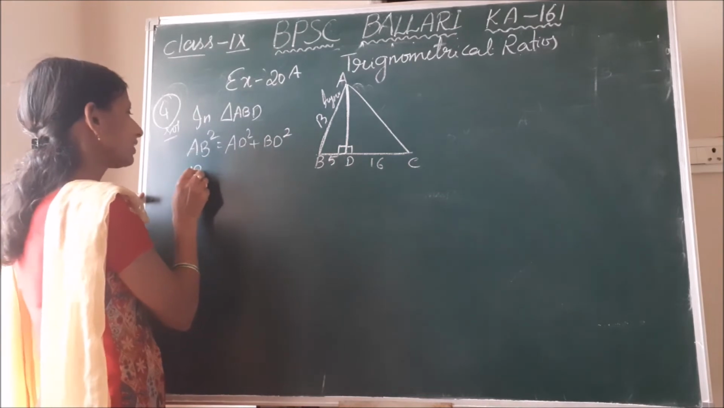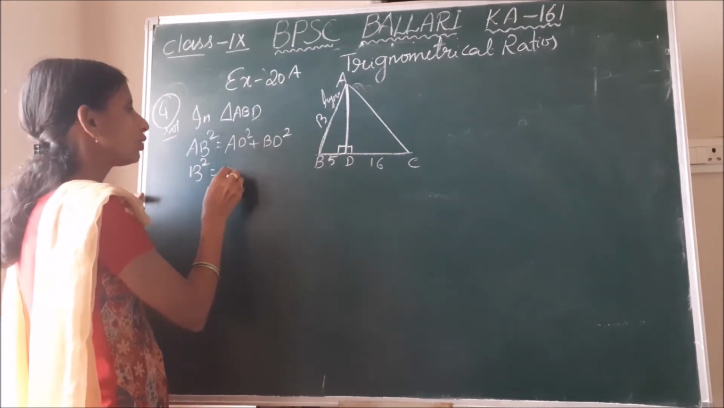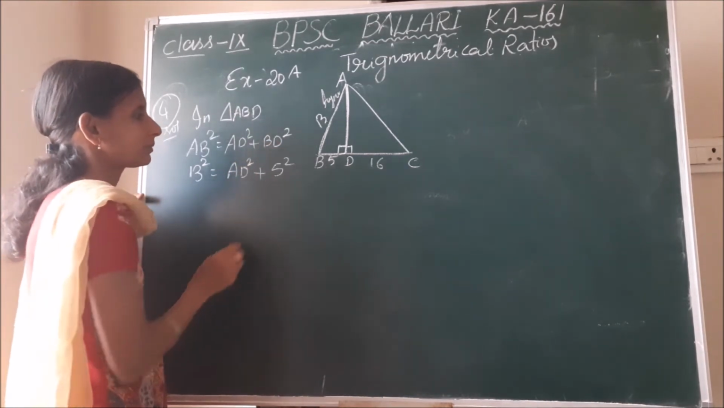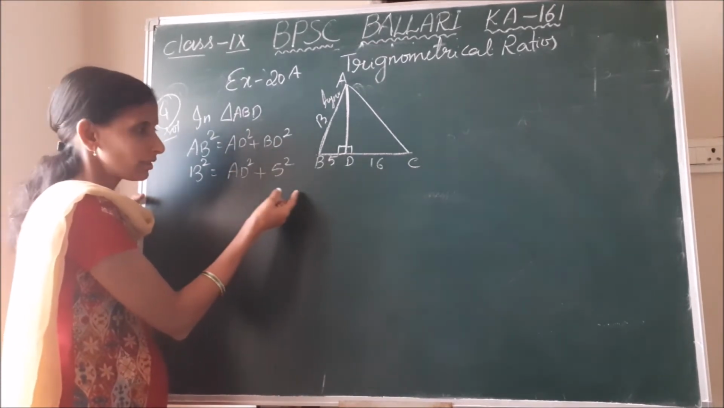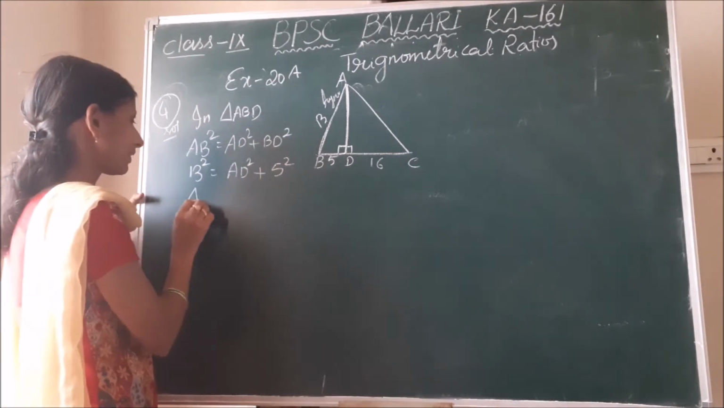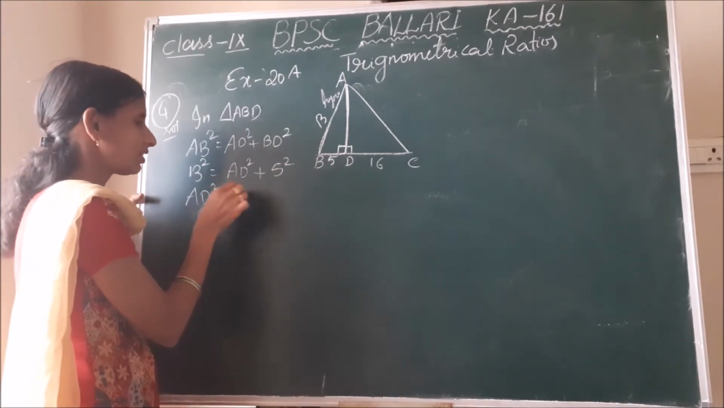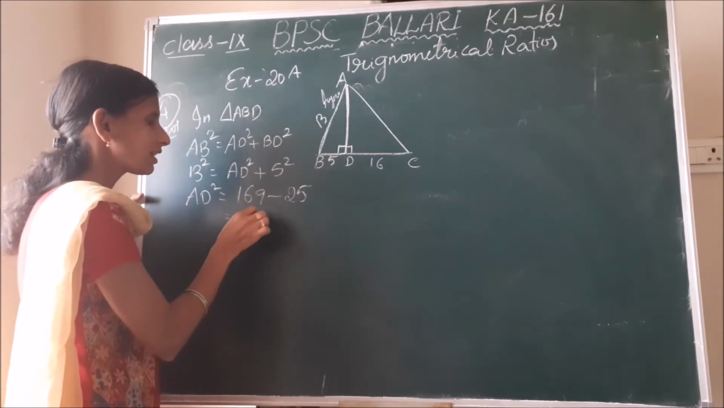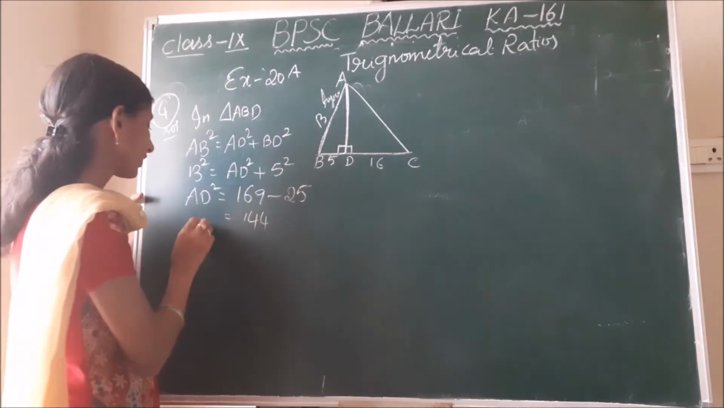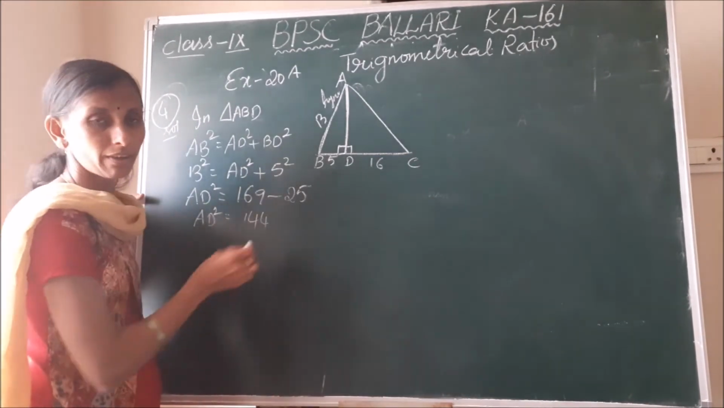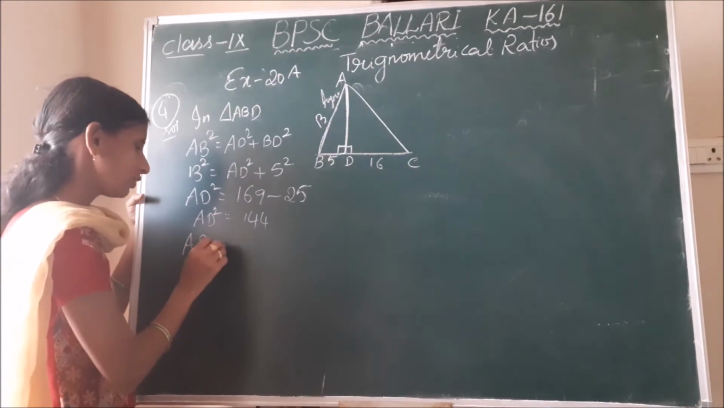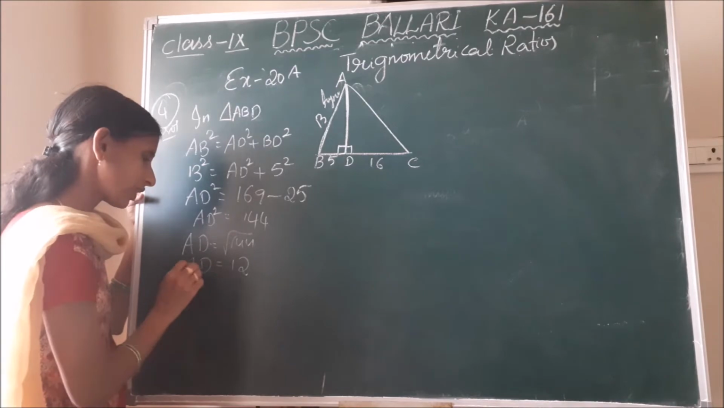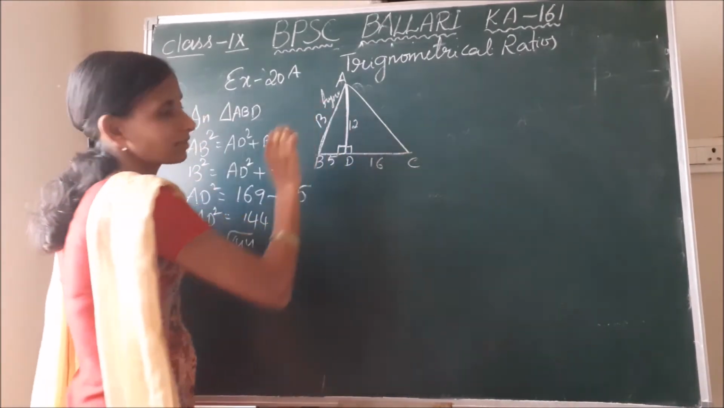AB square means 13 square is equal to AD square, which we don't know, so it remains the same, plus BD, which we know, 5 square. We need AD, so we take this to the other side. So AD square is equal to 13 square, which is 169, minus 25, that is 144. This is AD square. From this AD will be equal to the square root of 144, that is 12. So AD is equal to 12.